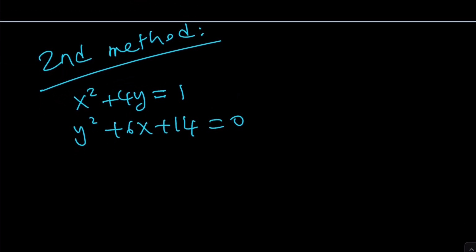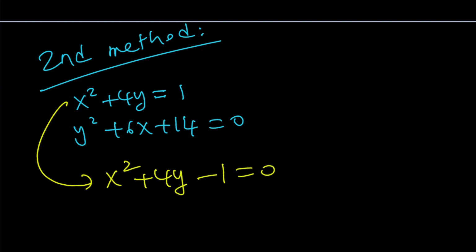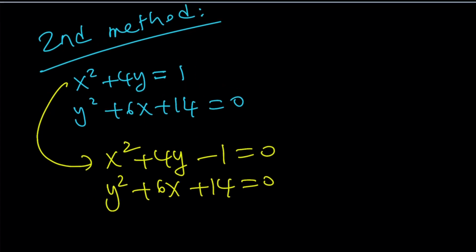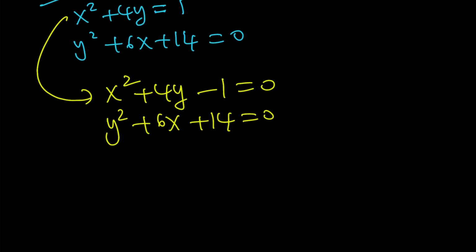So what do we do with this? Here's what we're going to do. We're going to put everything on the same side here. So we're going to get x squared plus 4y minus 1 is equal to 0. And then we're just going to put this one underneath. And there's obviously a good reason why we want a negative number on the right hand side, because when you add them, they're supposed to be negative.